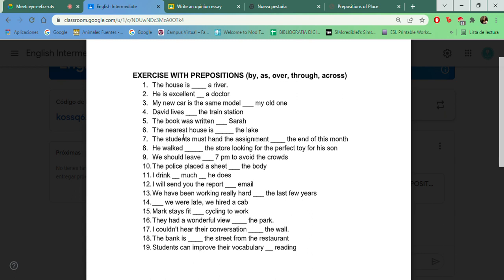Okay. The book was written by Sarah. Excellent. The nearest house is across the lake or by the lake. Both are possible. Very good. The student must hand in the assignment by the end of this month. By the end of this month. Very good.